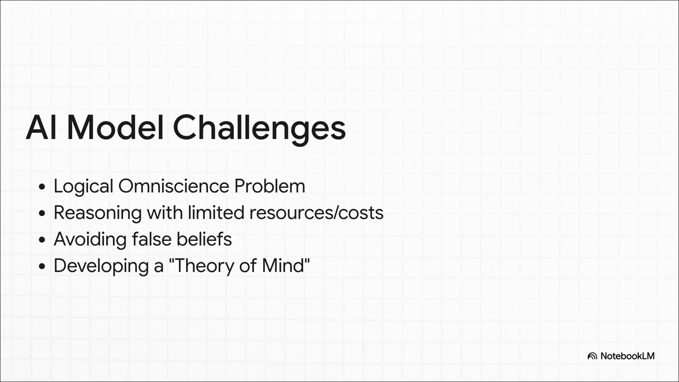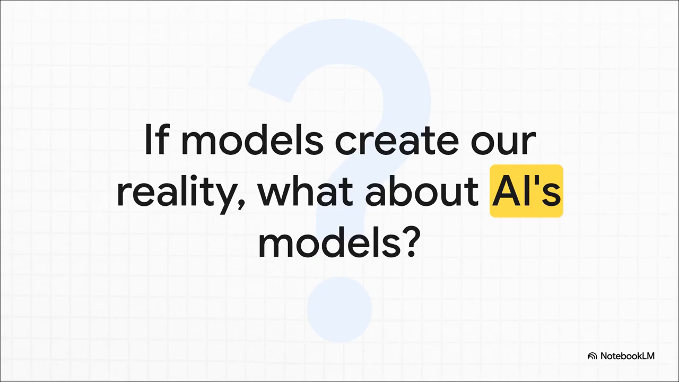And it turns out, AI is running into a lot of the same roadblocks we do. Just like us, it struggles with that logical omniscience problem, and it has to figure out how to reason with limited resources. It's got to learn how to avoid forming false beliefs, and maybe the biggest mountain to climb is developing a theory of mind, which is the ability to create a mental model of our mental models. Wild, right? So that leaves us with this final big question.